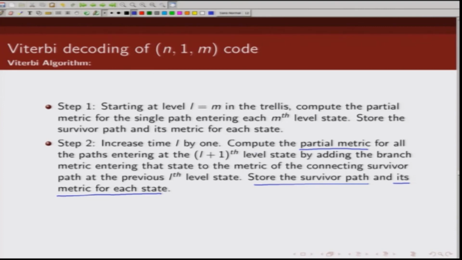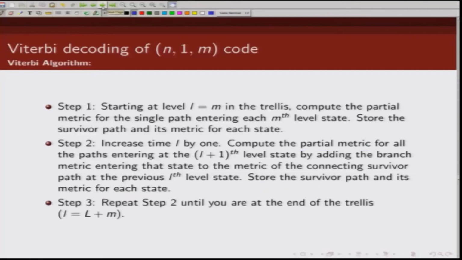And how do you compute the partial path metric at time L plus 1, given that you know the path metric at time L? We add the branch metric value to the partial path metric at that particular state, and that is how we compute the path metric at time L plus 1. This will be clear when we illustrate it with an example immediately after this. And we repeat this process until we reach the end of the trellis diagram.